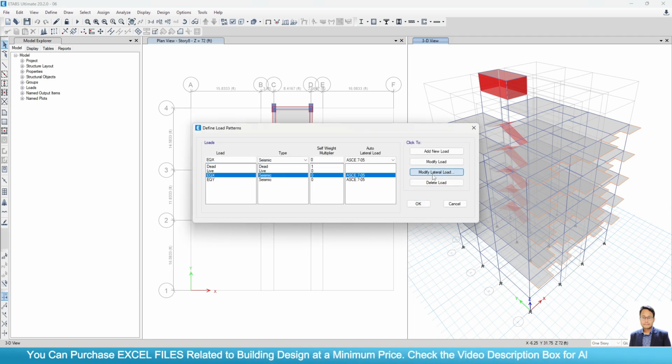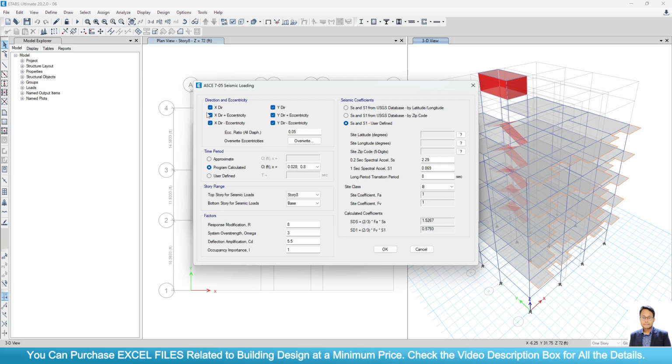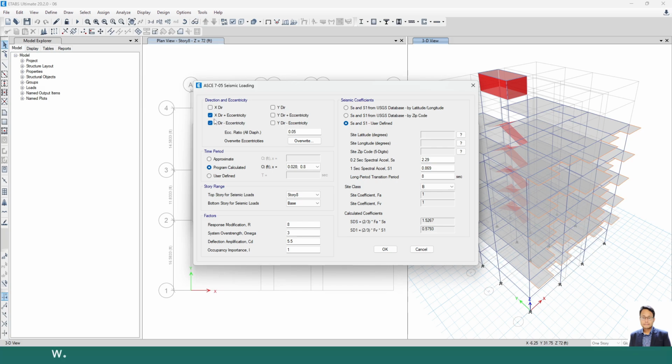Now go to modify lateral load. Here for X direction, we will not consider any seismic loading in Y. Also, we don't need to consider X direction. Here we will consider X direction plus eccentricity and X direction minus eccentricity. That means for the design in ultimate state, we will consider minimum 5% eccentricity.